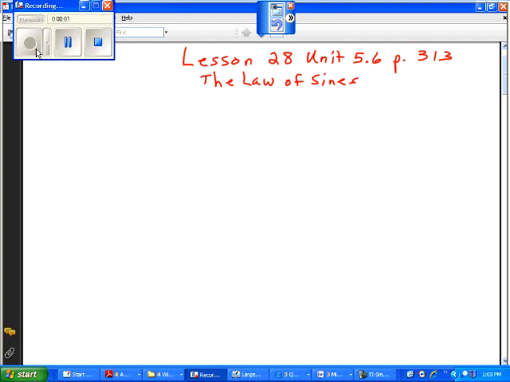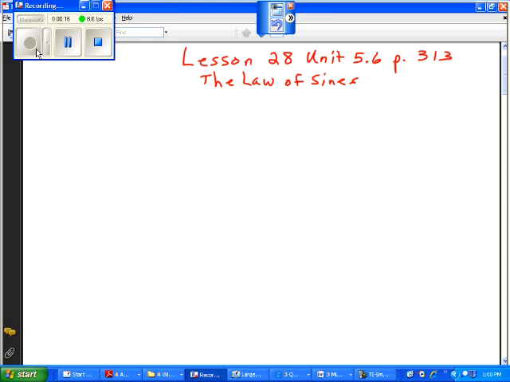Okay, we're on lesson 28 of pre-calculus. It's unit 5-6 in the pre-calculus book, page 313, the law of sines. Now, what we've done so far, we're going to do a little bit of review at the first of this.